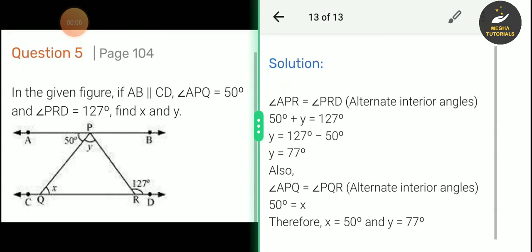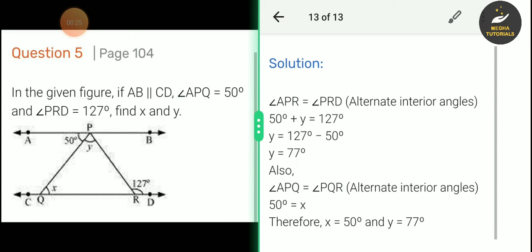Question 5. In the given figure, if AB is parallel to CD, angle APQ is equal to 50 degrees and angle PRD is equal to 127 degrees, then find the values of x and y. Okay, so check the solution.